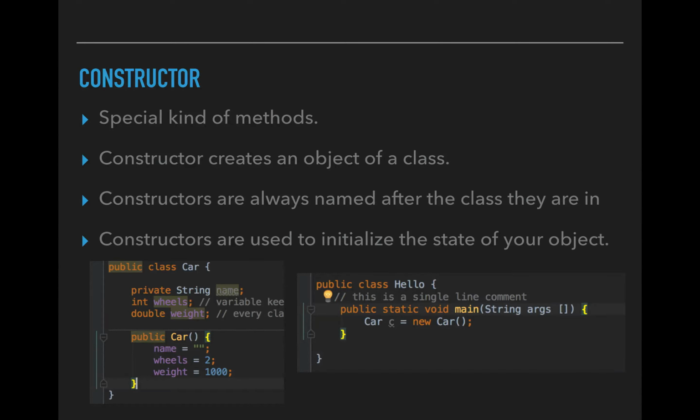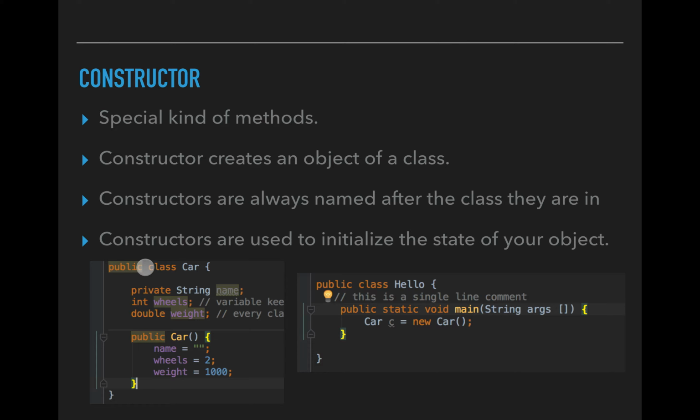Now we're going to talk about a special type of method, and that is a constructor. A constructor can be thought of very simply as a method that is only called when an object is created from a class. You can have multiple constructors as long as they take different parameters. You can always tell a constructor by one rule. A constructor will always be named after the class that it is contained in.